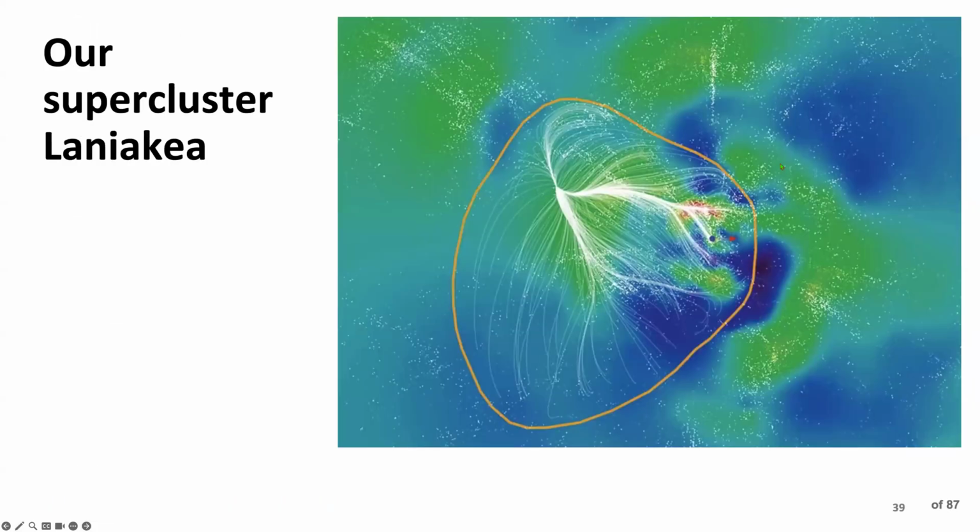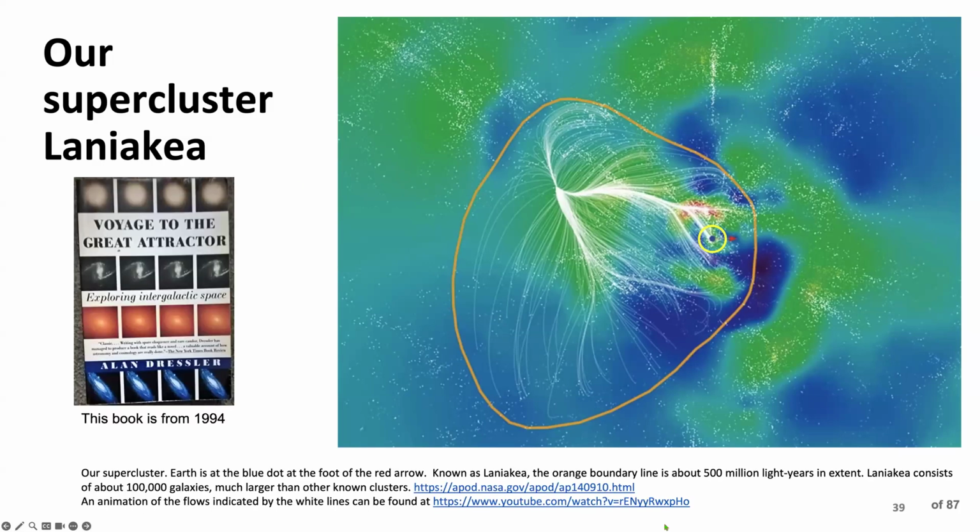And here's a nearby picture. This is the supercluster that our galaxy is part of. It's Laniakea, and it's 500 million light years across. And here's a book that dates back 30 years, but still is pretty much on target, about the great attractor. That is this point right here, where there's a flow of galaxies toward that point, all the result of gravitational influence, and we are located here.